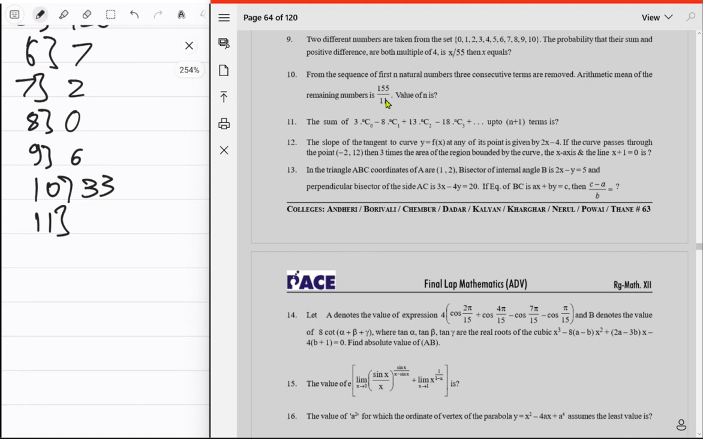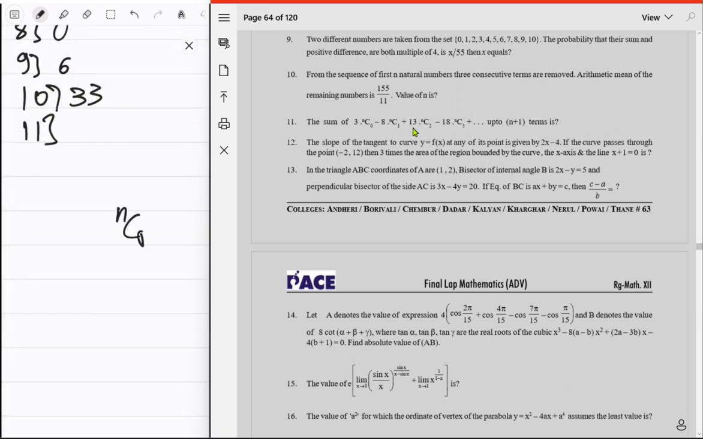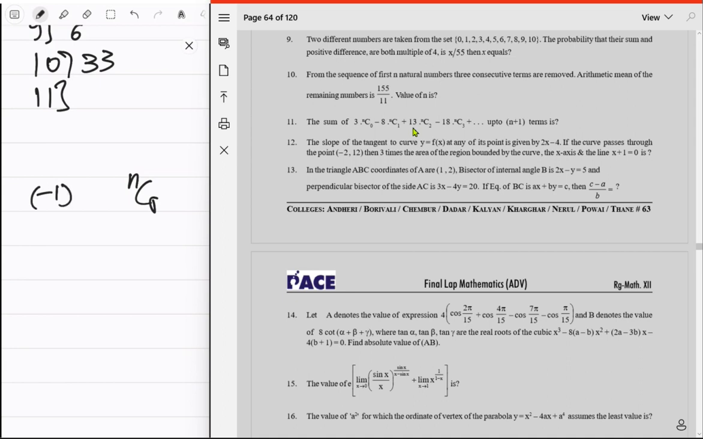Anyway, 11: sum of this thing up to n plus 1 terms. 3 times nC0 minus 8 times nC1 plus, and so on. So what will our general term be? nCr, 3, 8, then 15 and so on, right? Okay, just negative 1 power r as well. For r, you got... okay, I think I've seen this somewhere. Up to n plus 1 terms.